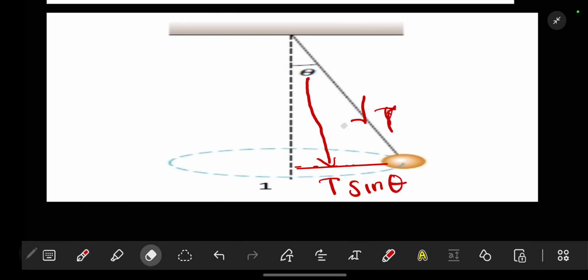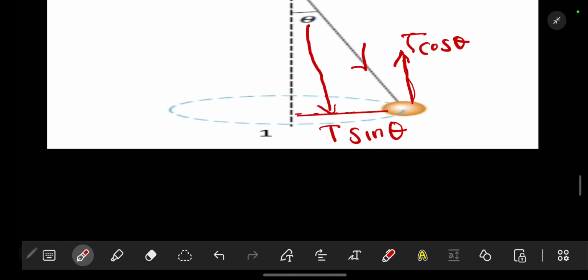It's not about memorizing, it's about knowing. As long as the angle is opposite, you use sine. It's not that the y component will always be sine. If this is sine, this will be cos. So T cos theta. So these are the forces.